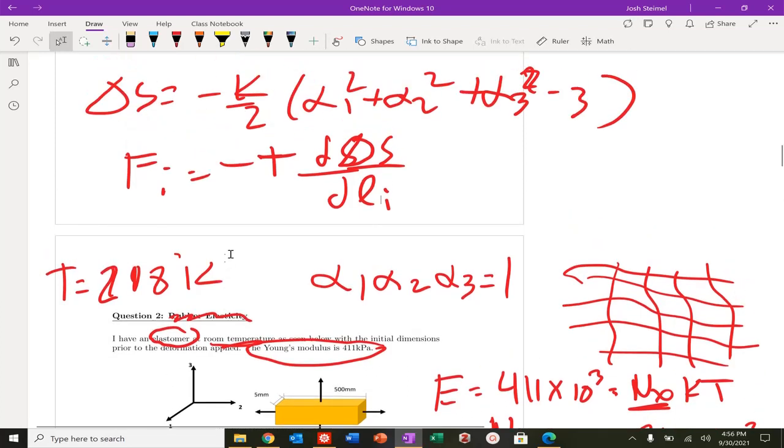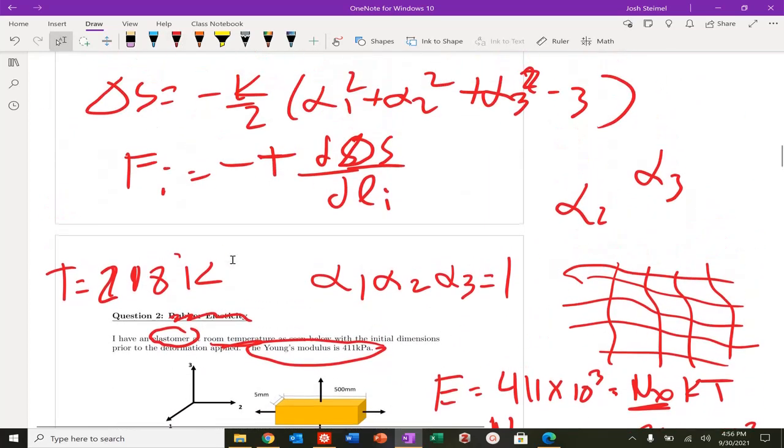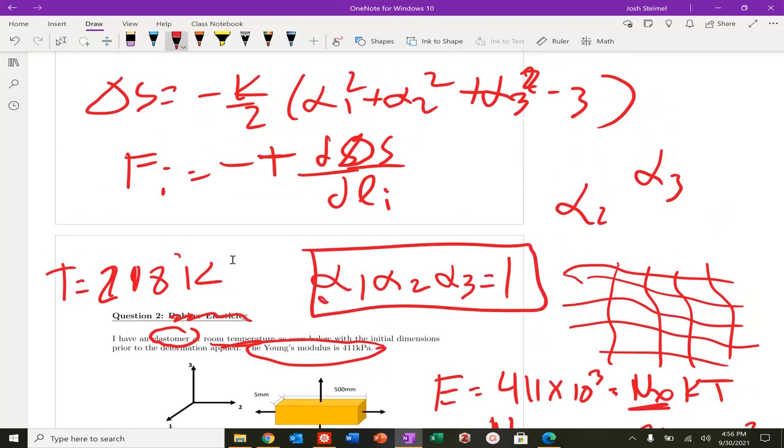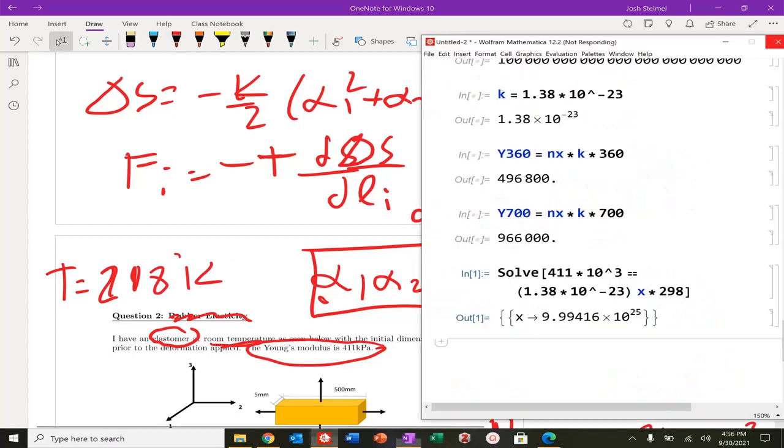If I have that, now I can start to solve these problems. I know I'm changing alpha 2, so there's some new distance in my L2. There's also going to be a change in my alpha 3, and in the 1 direction there's not really a force there. So I can write alpha 1, in order to make sure that volume is conserved, as 1 over alpha 2 times alpha 3. So I can start to write out these values, and what do you know?